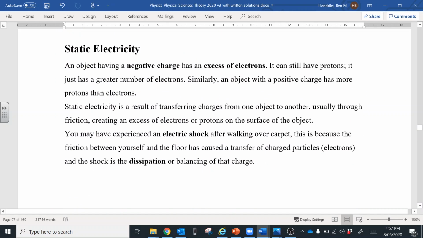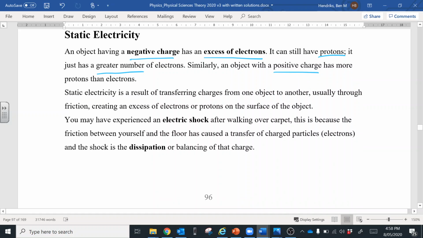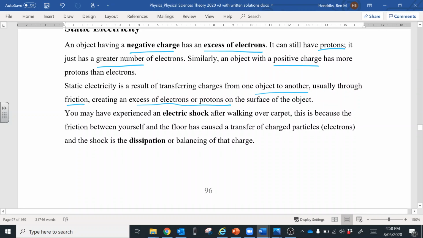So static electricity. An object having a negative charge has an excess of electrons. It can still have protons, it just has a greater number of electrons. Similarly, an object with a positive charge has more protons than electrons. Static electricity is a result of transferring charges from one object to another, usually through friction, creating an excess of electrons or protons on the surface of an object.